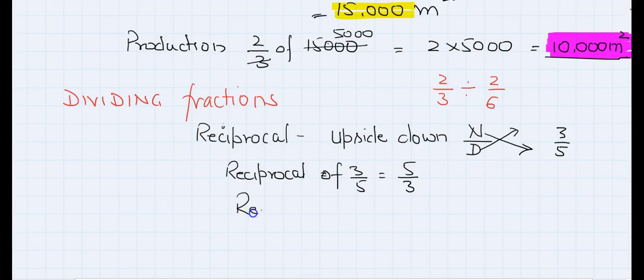In the same way, the reciprocal of 6, we know 6 can be written as 6 over 1, so its reciprocal will be 1 over 6. So what you're supposed to understand is that the reciprocal is just the numerator becoming the denominator and the denominator becoming the numerator.